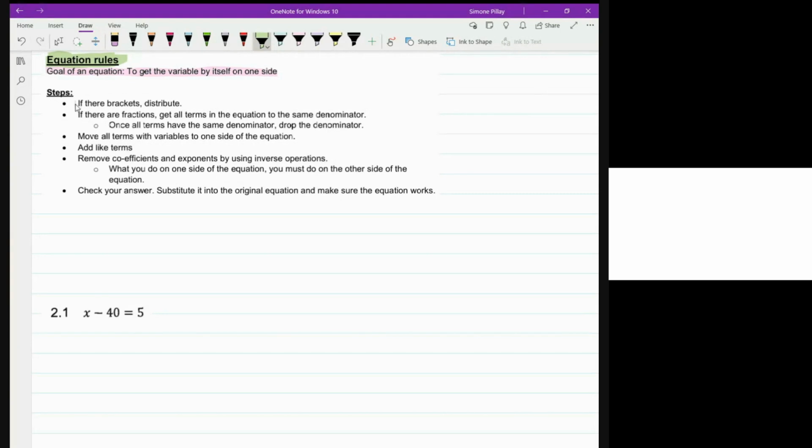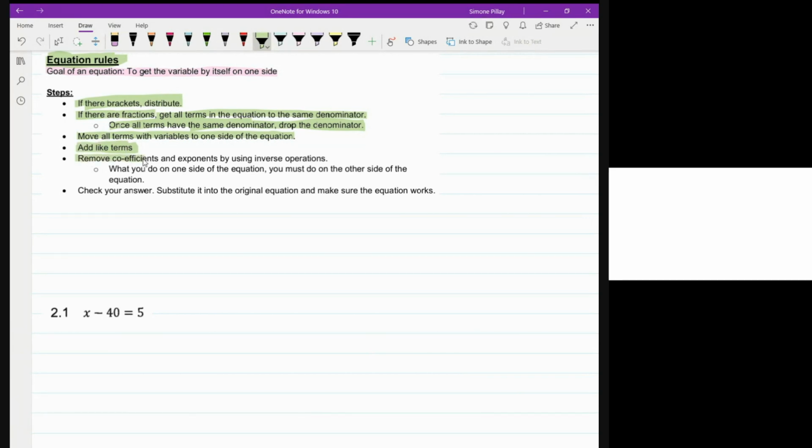So steps, very similar to expressions. If there are brackets, we're going to distribute. If there are fractions, this is a different rule now for equations. You are going to get all of the terms in the equation to the same denominator. Once all the terms have the same denominator, you can drop the denominator. Then once you've dealt with that, you're going to move all the terms with your variables to one side of the equation. Add like terms if you have multiple terms with variables in it.